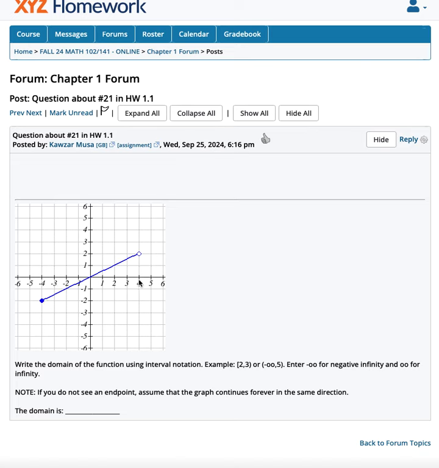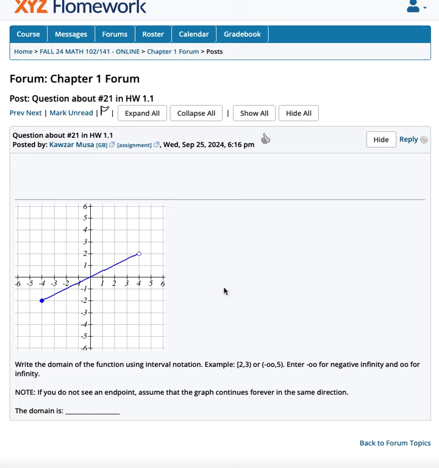So if we thought about where this graph, if we projected it up and down onto the x-axis, there's a graph between -4 and 4. So bracket, -4, and then comma, and then that's going to go all the way to 4. This one's an open dot, so we want to be careful to use a parenthesis on that end.